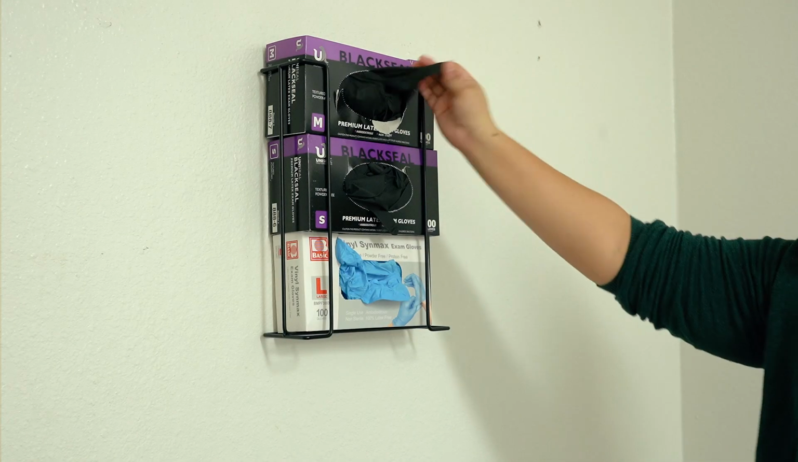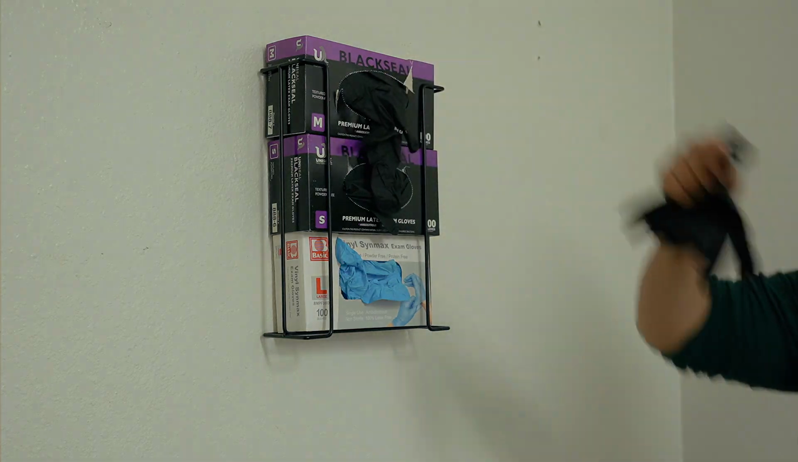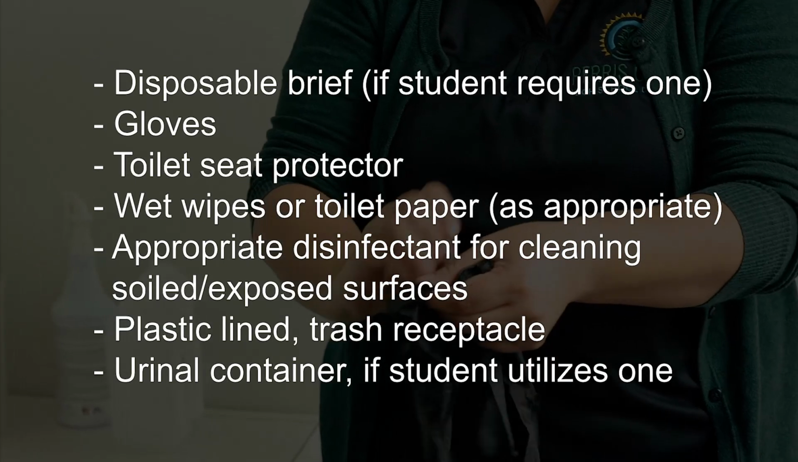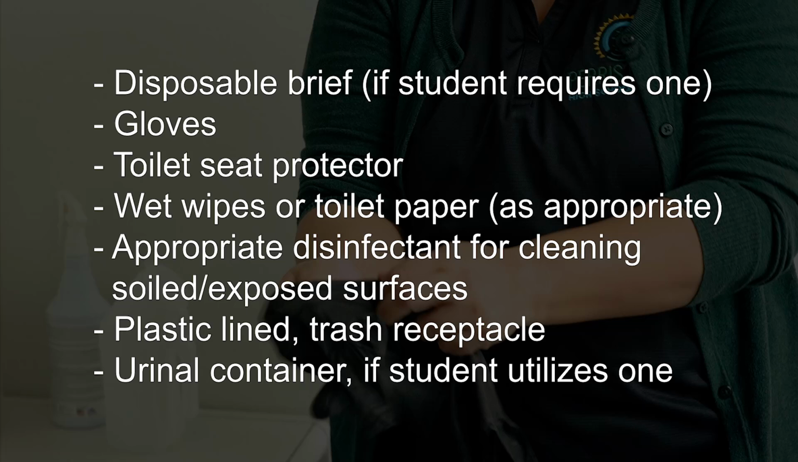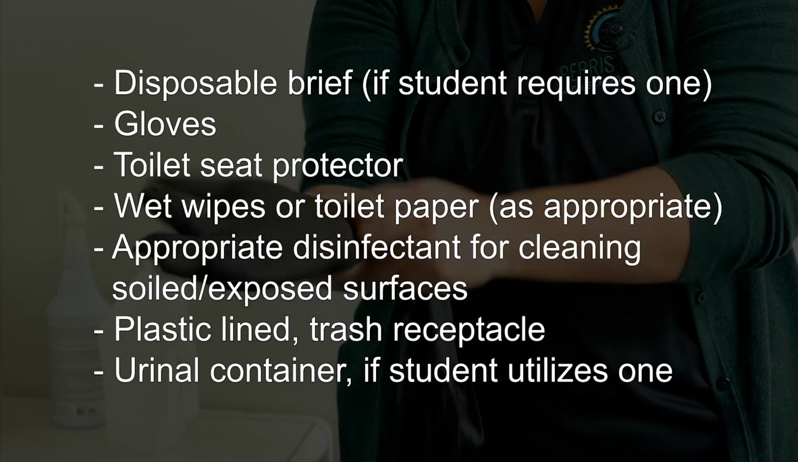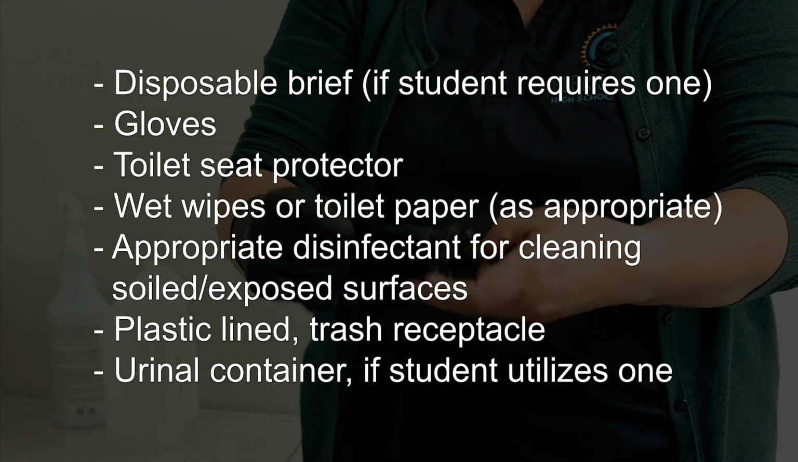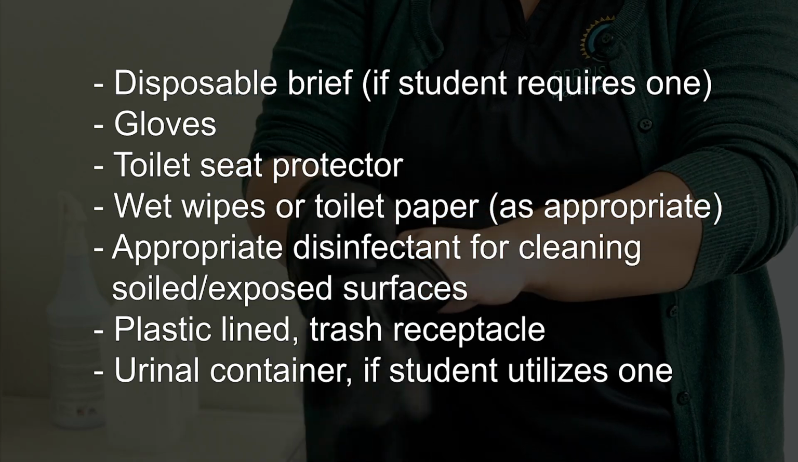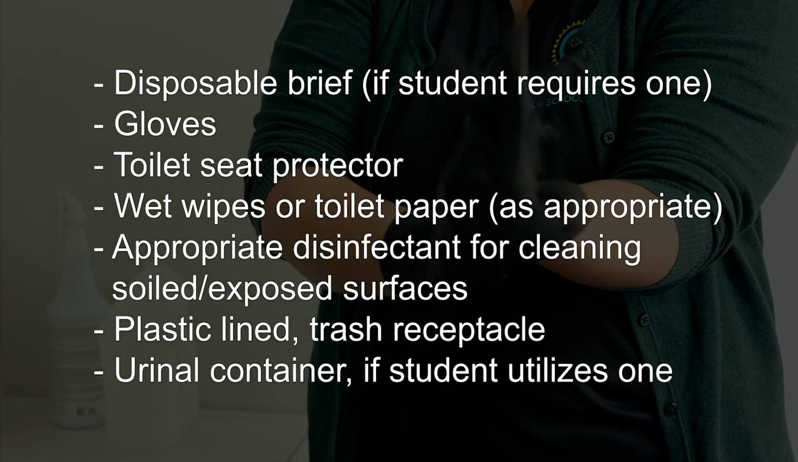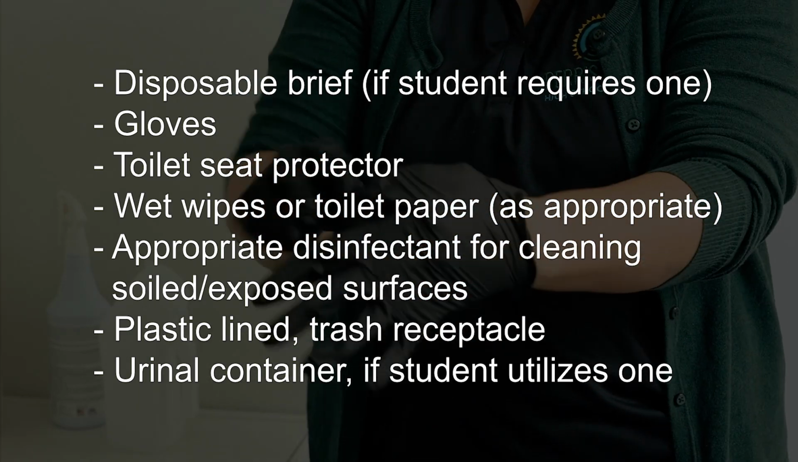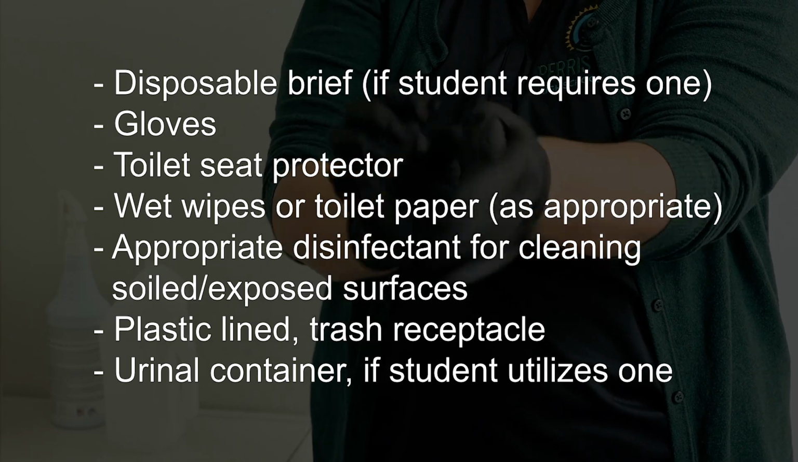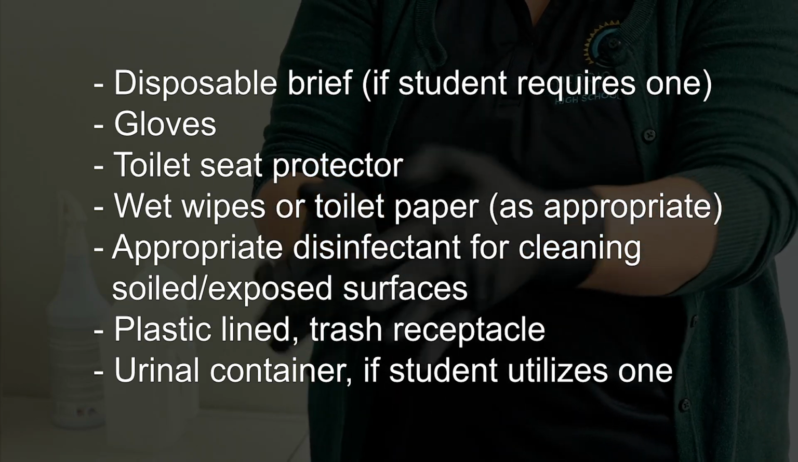Toileting. Toileting supplies: disposable brief if the student requires one, gloves, toilet seat protector, wet wipes or toilet paper as appropriate, appropriate disinfectant for cleaning soiled or exposed surfaces, plastic-lined trash receptacle, and a urinal container if the student utilizes one.